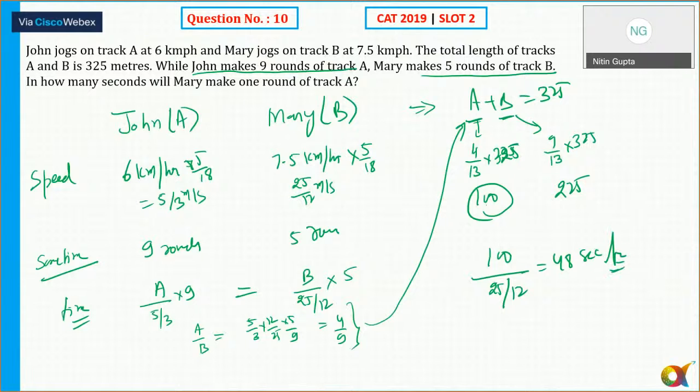So I'll not say it's very straightforward, but yes, definitely you could have done it. Any doubts to anyone now? Can we move to the next question? Please respond. Okay, guys, so let's move ahead.